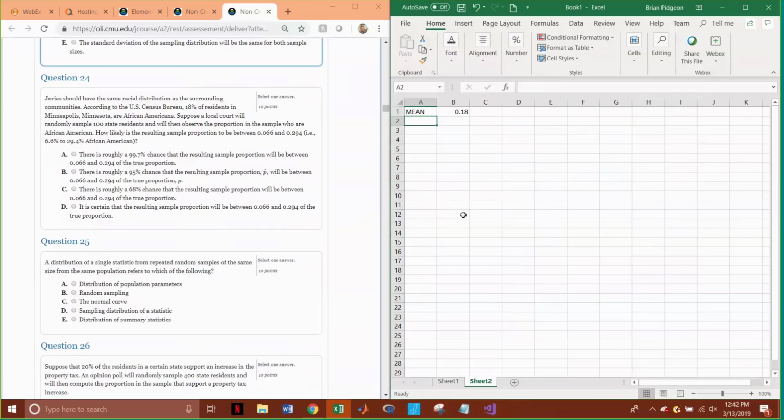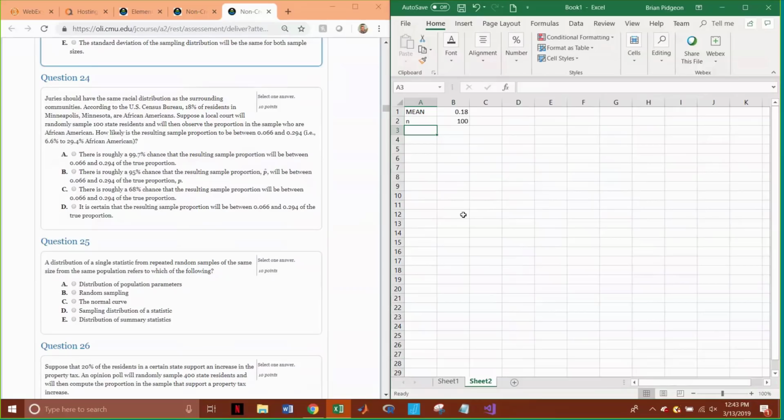So then we're going to sample 100 people. A local court will randomly sample 100 state residents and will then observe the proportion of the sample who are African American. How likely is the resulting sample proportion to be between 0.066 and 0.294?